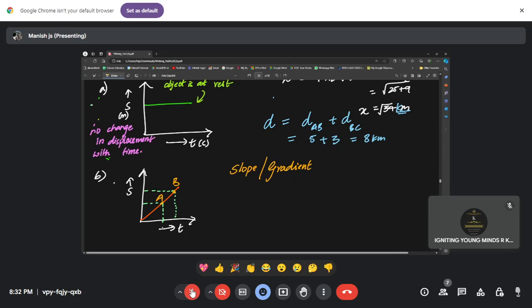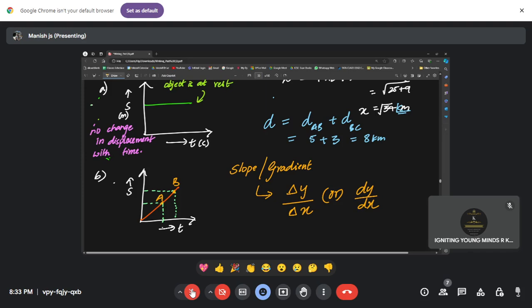So what is slope and what is basically a gradient? Let's try to understand. A slope or gradient, for any particular graph, is expressed as the change in y-axis upon the change in x-axis. So that is the formula for slope. This is also expressed as dy by dx. Mathematically, you express it like this. In physics generally we express it as delta y upon delta x. That is change in y-axis upon change in x-axis.